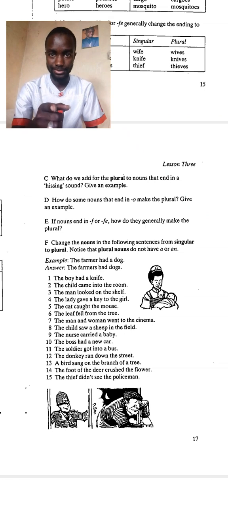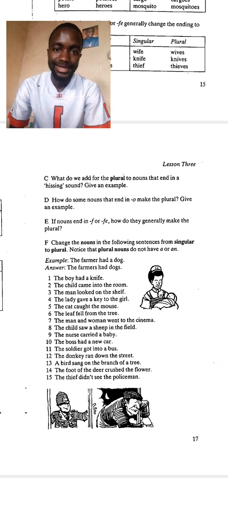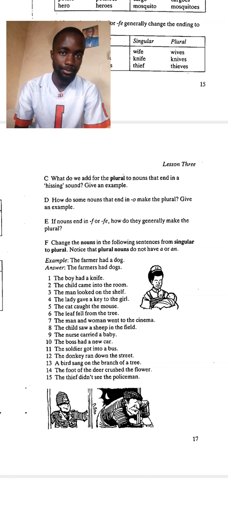That was the first rule that we learned. The first rule said, if the word ends in SH, CH, either of these, or X or Z, we do use ES to make the singular word plural. Very simple. How do some nouns that end in O make the plural? If a word ends in O, for example potato, we add ES again to make the word plural. And you're going to give examples. Make sure that you give examples, okay?